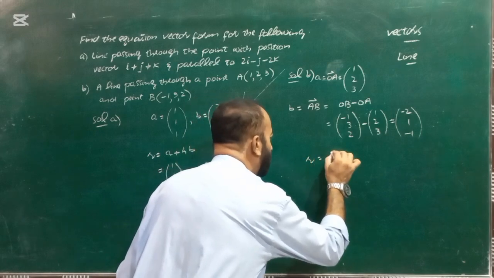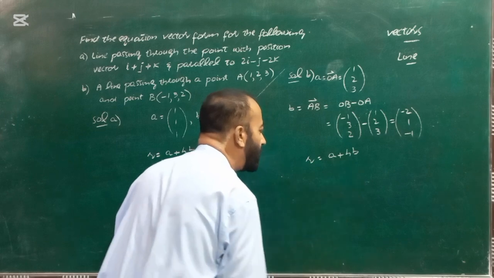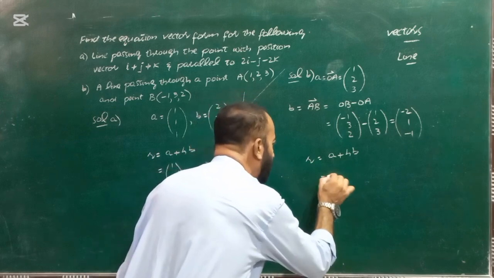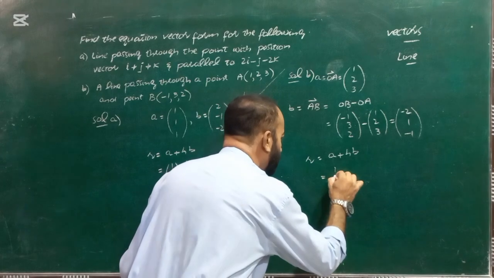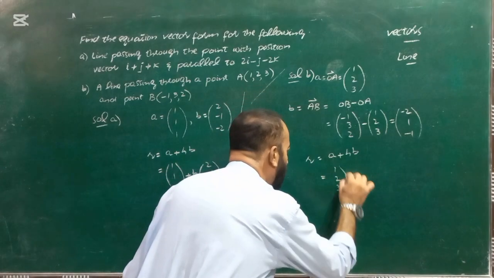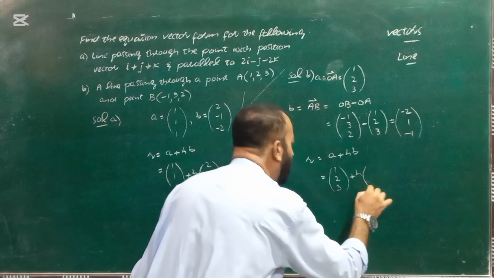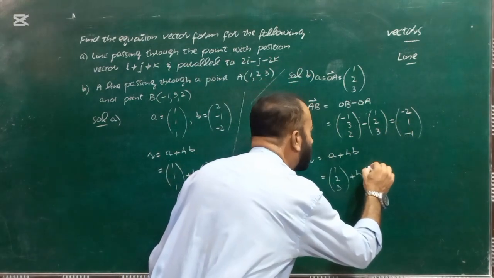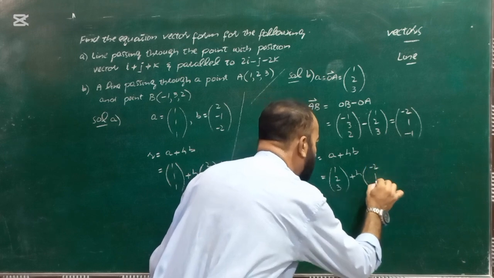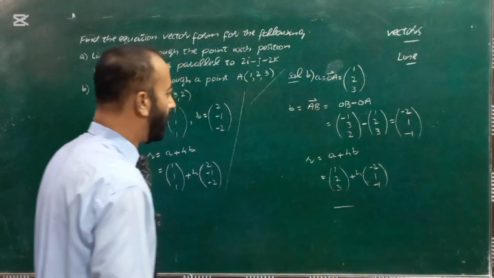So R is equal to A plus lambda B. So this is the vector equation of the line. So putting values into it, A is 1 2 3 plus lambda is still there, and B vector is -2 1 -1. So this is the vector equation of the line.